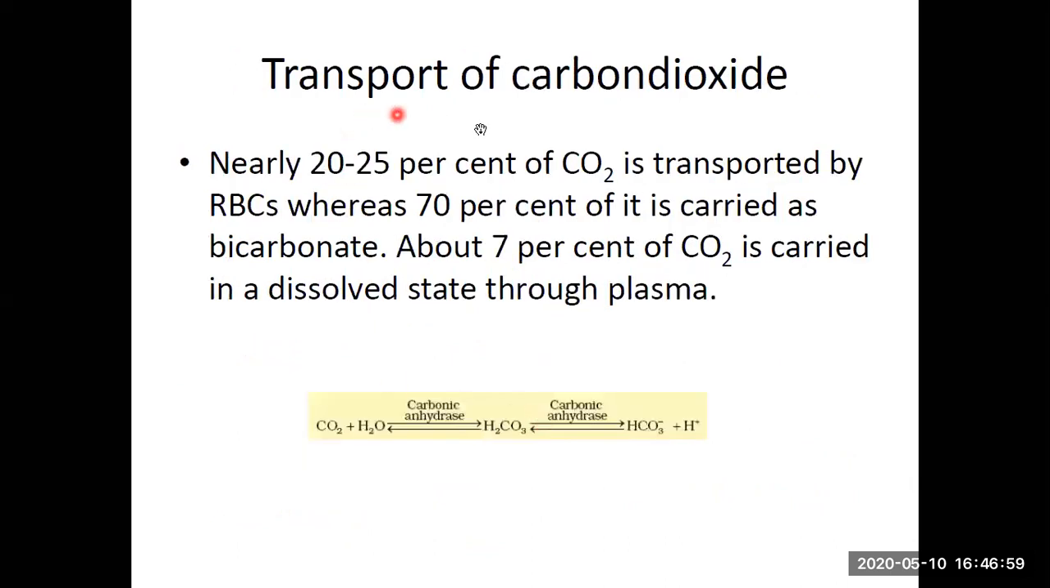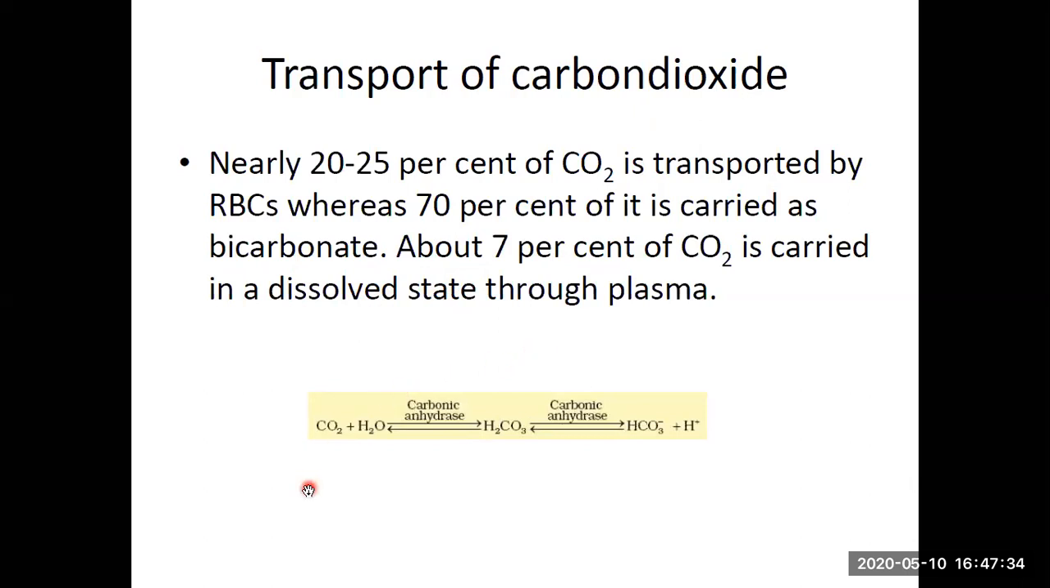Then if we see the transport of carbon dioxide, 20 to 25% of carbon dioxide is transported by RBCs in the form of carbaminohemoglobin, where carbon dioxide binds with hemoglobin. This is formed at tissue level, and at the surface of the lung, where the carbon dioxide partial pressure is low, carbaminohemoglobin breaks down to release the carbon dioxide in the lungs. 70% of carbon dioxide is carried with the help of bicarbonate ion.